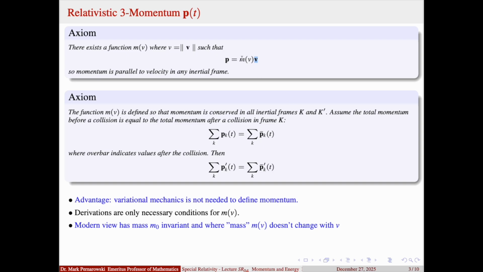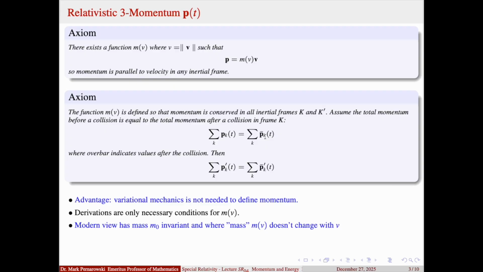Whatever this function m of v is, and at this point we don't know what it is, we should pick it so that three momentum is conserved. That is to say, very precisely, that suppose in some frame K we have a sum of momenta prior to a collision equal to the sum of momenta after the collision. So this is something we can see in one frame K.